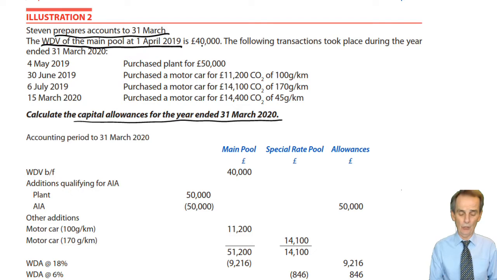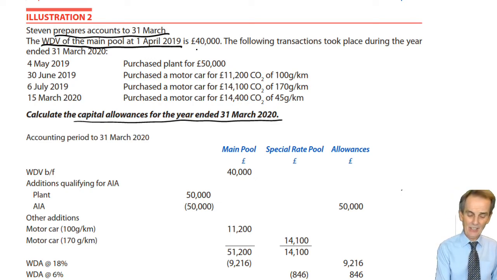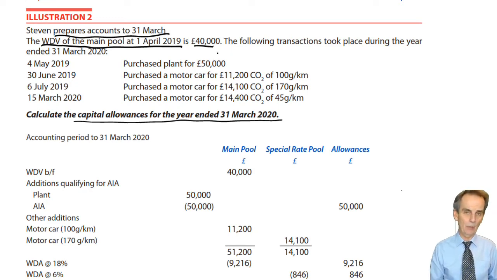This is a normal ongoing business. We're dealing with a 12-month accounting period. It's important to know the length of the accounting period, to know the full AIA and full WDA that will be available to you, unlike illustration 1, where I made it a short 3-month opening period for a business. And that tax written down value is £40,000. That, of course, when we come to put the computation together, will be the first figure to include within that computation. We've then got our list of expenditure within the year ended March 20.